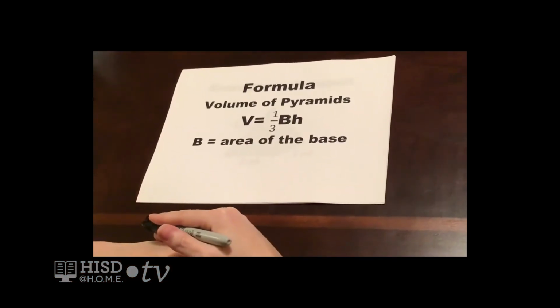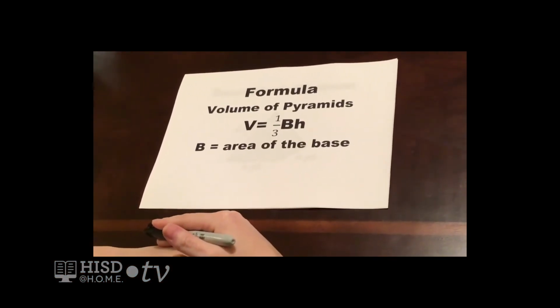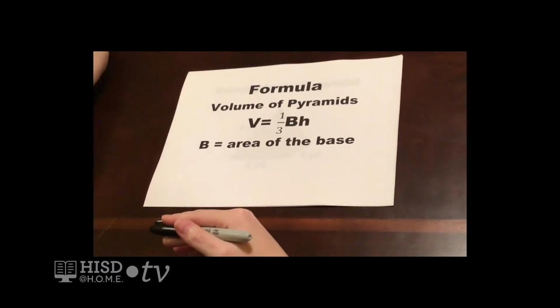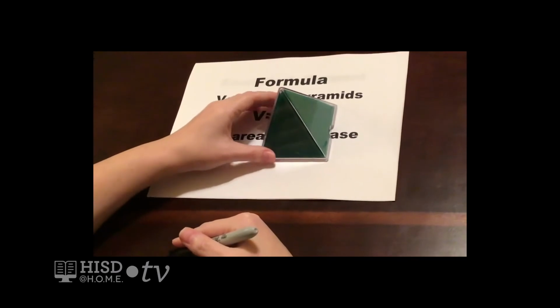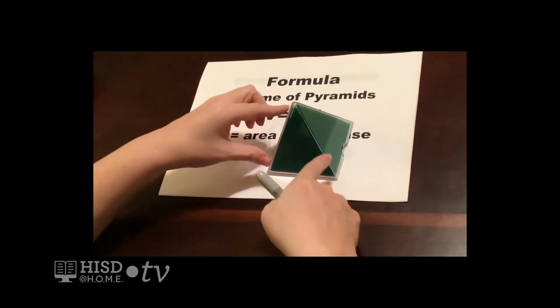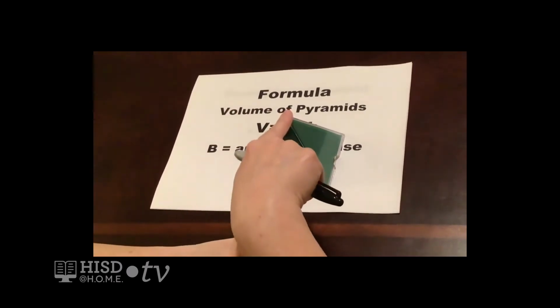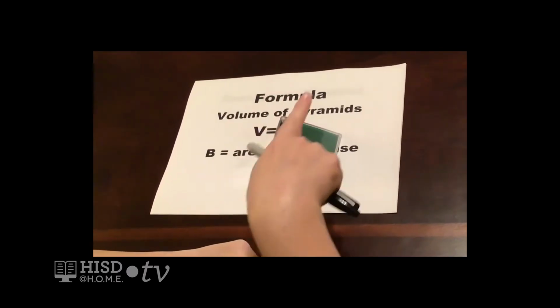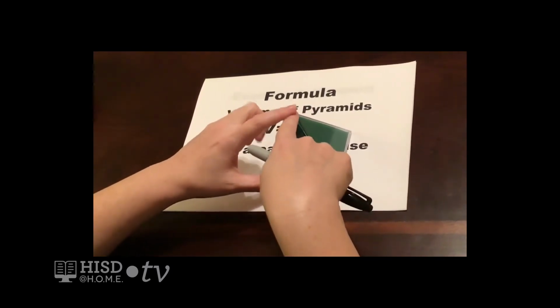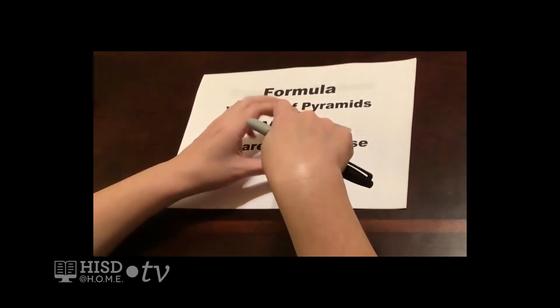Our second type of three-dimensional figure that we will be looking at are pyramids. If you remember, we looked at our pyramids at the very beginning. It only has one base, and then its triangles all come up to one point. So there isn't a second base at the top like a prism. So a pyramid only comes up to one point called the apex.